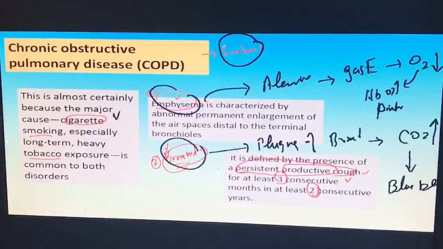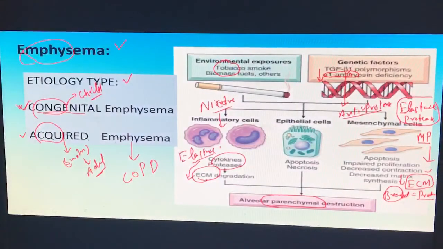As smoking is the cause of this disease, there may also be congenital emphysema, in the category of alpha-1 antitrypsin deficiency. This is all about COPD.